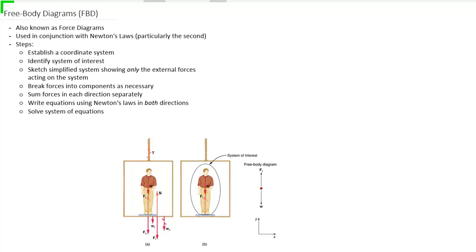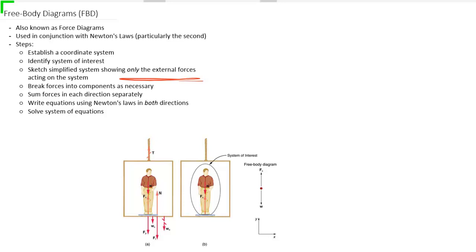And then we sketch a very simplified picture showing only the forces that act on that object, right? Because Newton's second law says it is the sum of the external forces which act on that object that produce an acceleration, and only those. So those are the only ones we're interested in. And then we will break the forces into components as necessary.